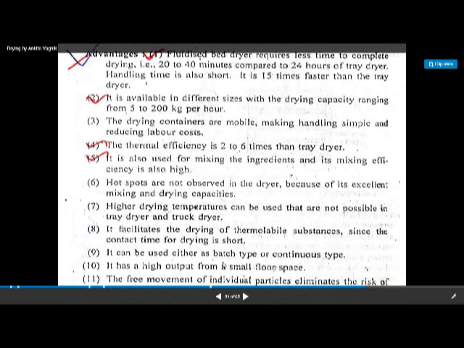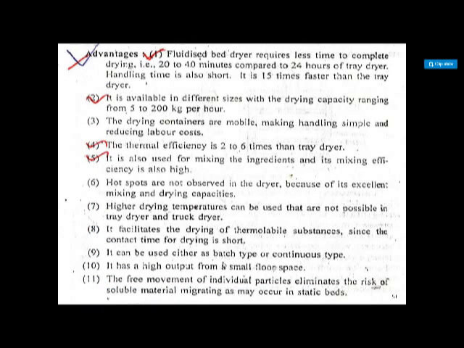Advantages: see, it requires very less time to complete the drying, 20 to 40 minutes only. जैसे कि ट्रे ड्रायर में हमको 24 घंटे ड्राई करना पड़ता है, उसके comparison में it needs only 20 to 40 minutes. So drying time is less, 15 times faster than the tray dryer we can say. It is available in different sizes with a drying capacity ranging from 5 to 200 kg per hour. So you can go for different size, छोटा बड़ा you can go, and if it is small, 5 kg से 200 kg तक you can get the product.